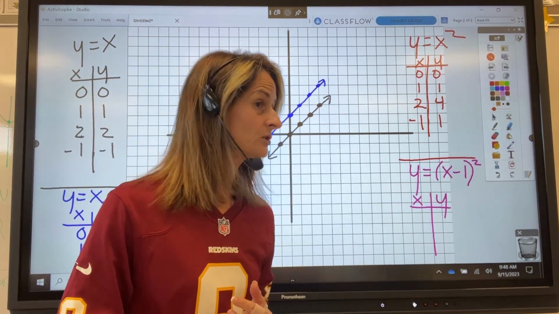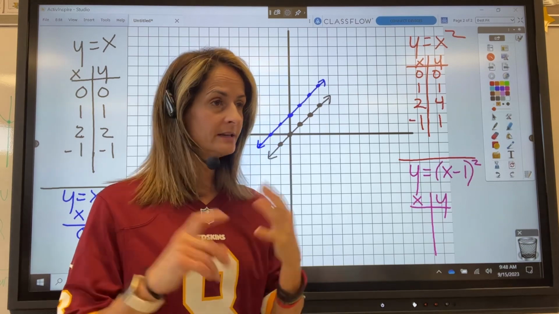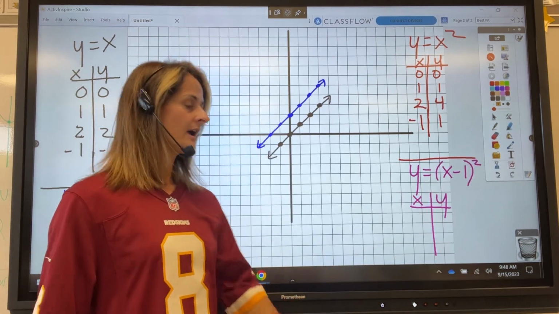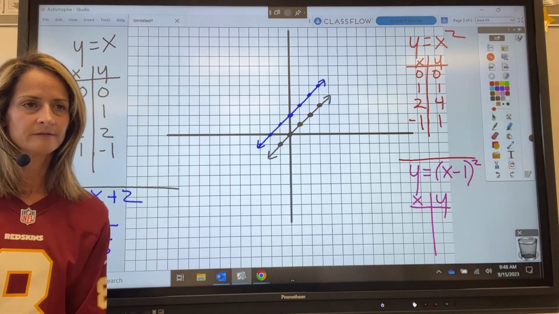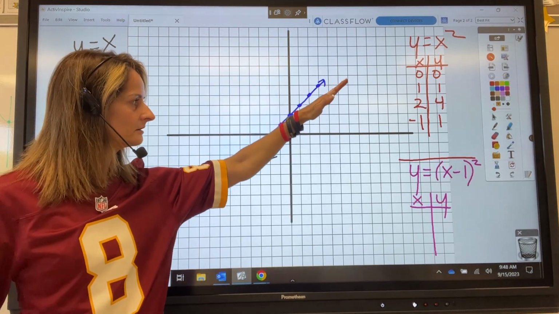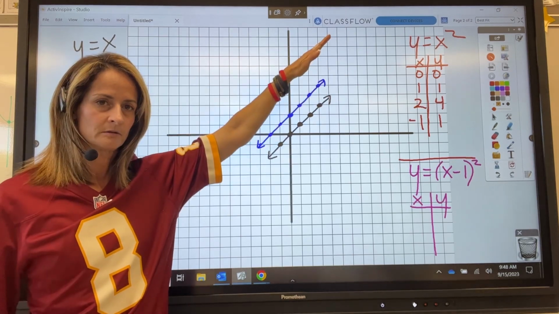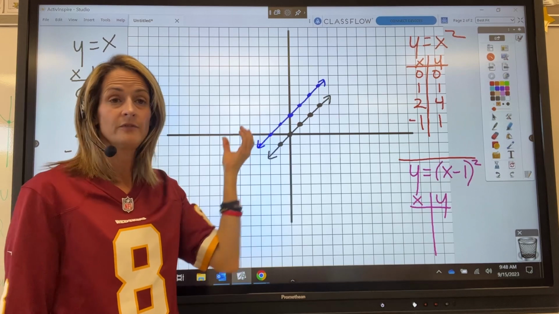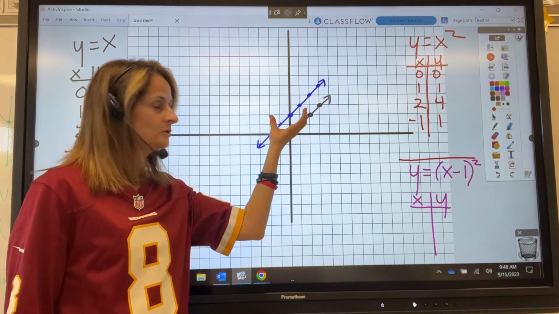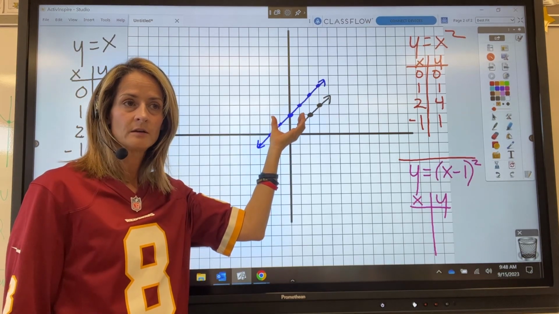a quadratic, an x squared, a cube root, any type of parent function. And I, at the end of my function, add a +2. What happens to that graph? The whole graph moves up 2. So if it was a quadratic, x squared, and you add a +2 at the end, the whole thing goes up 2.